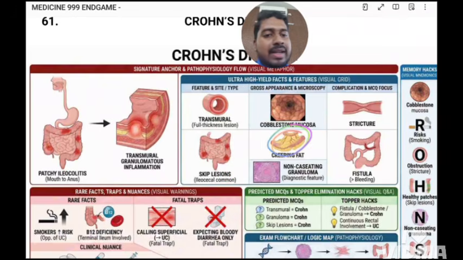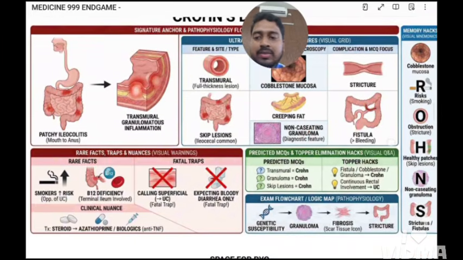Now what is creeping fat? Creeping fat means because of these lesions, mesenteric fat can creep inside this. So that is known as creeping fat. And the diagnostic feature on biopsy, what will you find? You will find non-caseating granuloma in case of Crohn's, and it can also cause fistula, and from this fistula there can be bleeding also. In smokers, there is increased risk of Crohn's disease, but in ulcerative colitis, smoking is protective. Yes, you have heard it right. Smoking is protective in case of ulcerative colitis, but in Crohn's it increases the risk.